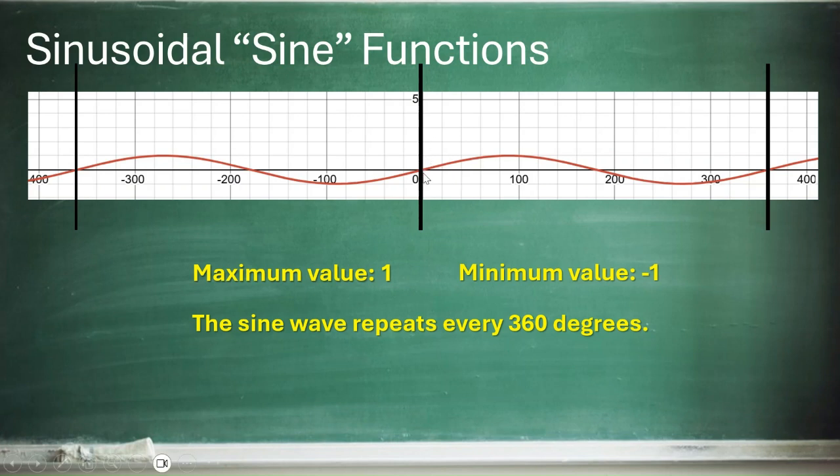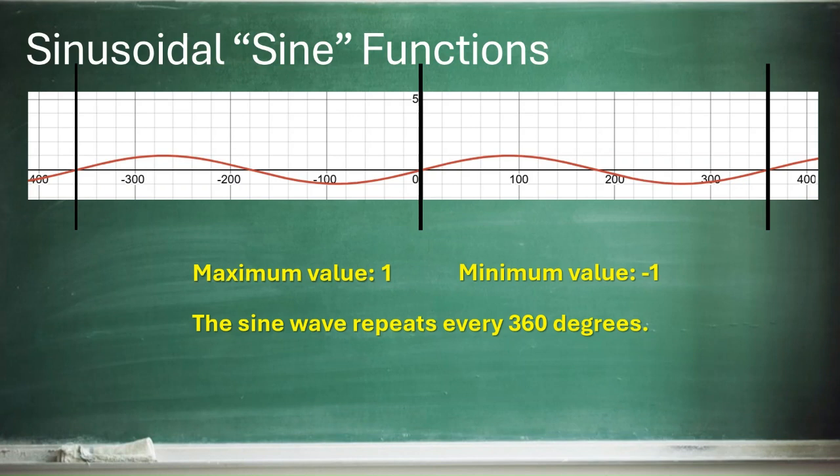So for sine, at 0 degrees, our value for y is 0. At 90 degrees, that's right about here, our value for y is at 1. So that's its highest point. At 180 degrees, we drop back down to 0. Then we drop down to -1 at 270 degrees. And then we pop back up to 1 at 360 degrees. And then we repeat the cycle again.